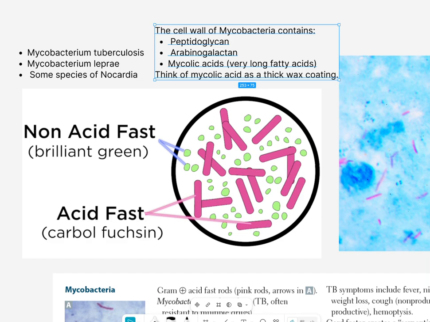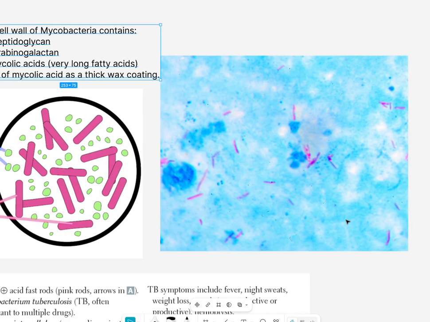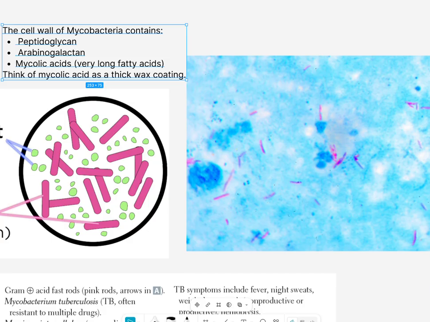And then we have this counterstain that we apply, which is methylene blue, which is why you can see all this blue on the screen. So this blue is because of methylene blue. This is a counterstain. Sometimes we also use malachite green, but basically it's blue or green, right?